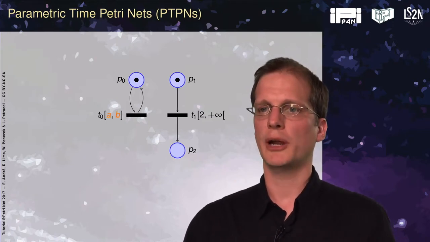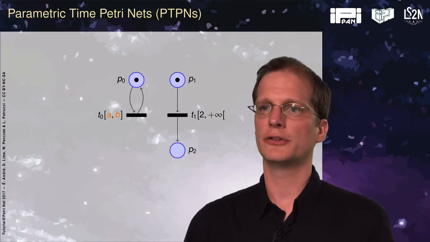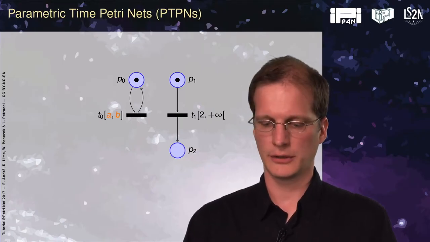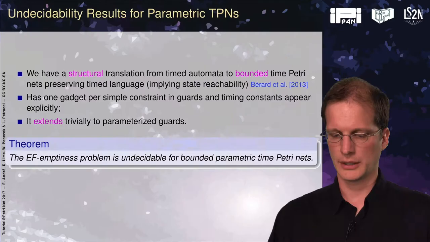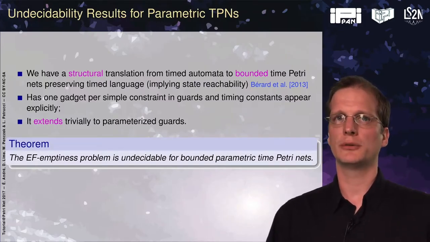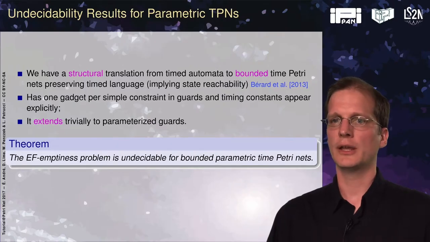So now, how do we put parameters in this model? Then we would just have to change the endpoints of the intervals to parameters, and we would get here parameters A and B. And so this is very close to parametric timed automata that we have seen in another sequence.